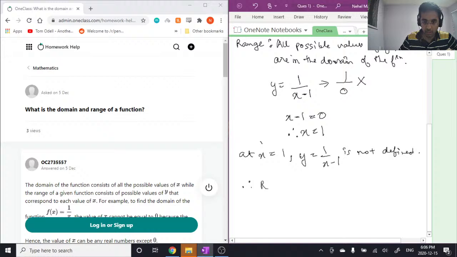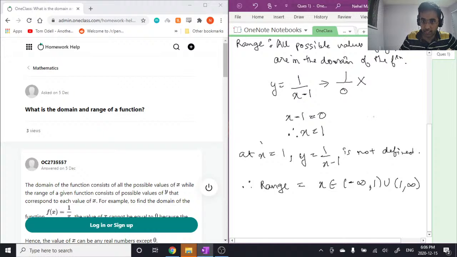So therefore, the domain is x belonging to negative infinity to 1 union 1 to infinity. The round brackets imply that the value 1 is not included. Therefore, we will not ever have the case where the function is not defined.